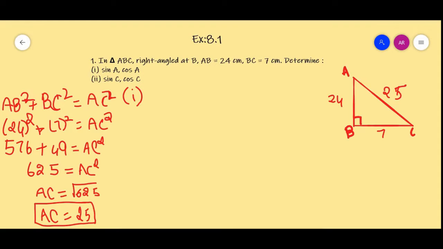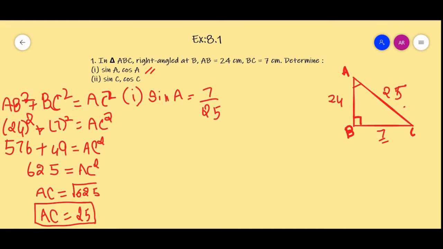The SOH, if you remember. Alright, so what is the opposite side that we have here? We have to find out the opposite side for angle A, because first we have to find angle A in this first bit. So the opposite side to angle A will be BC. What is it? It's 7 centimeters. So sine A would be equal to the opposite side, which is 7 centimeters. And what is the hypotenuse? It's 25. So 7 by 25.